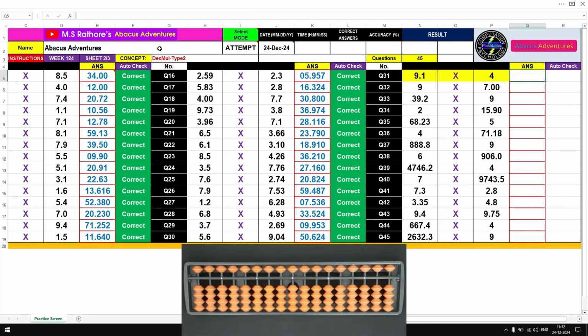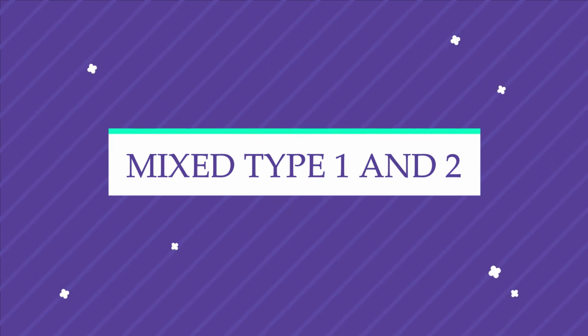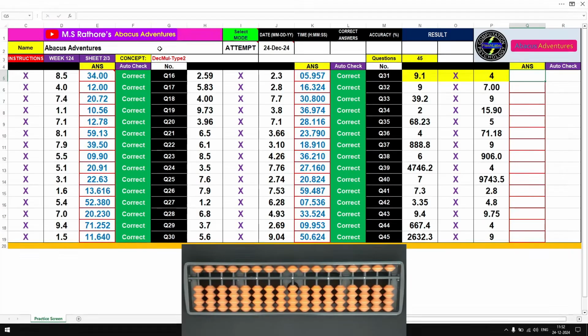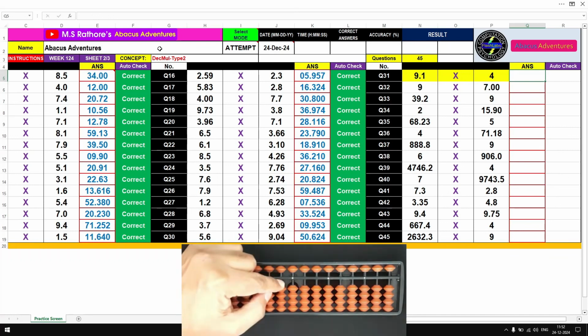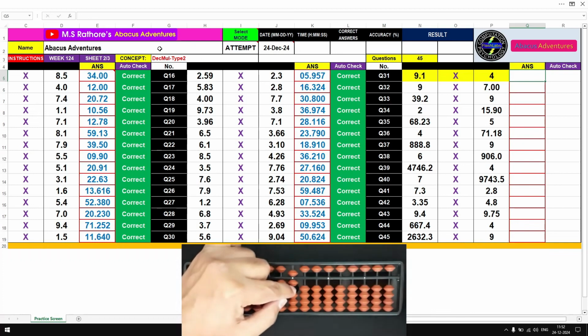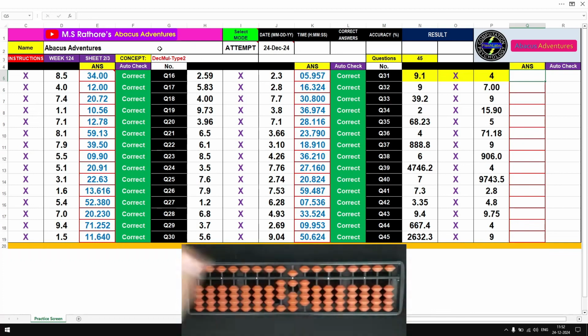So we have reached question number 31. From question number 31 to 45, these are of mixed type, mixed multiplication types. Question number 31 says 9.1 multiplied by 4, 2 digits in the integral portions. Let's take rod number 2 to begin with. From right to left, it is 4 9s are 36, shifted. 4 1s are 0 4, and the answer is 36.4.